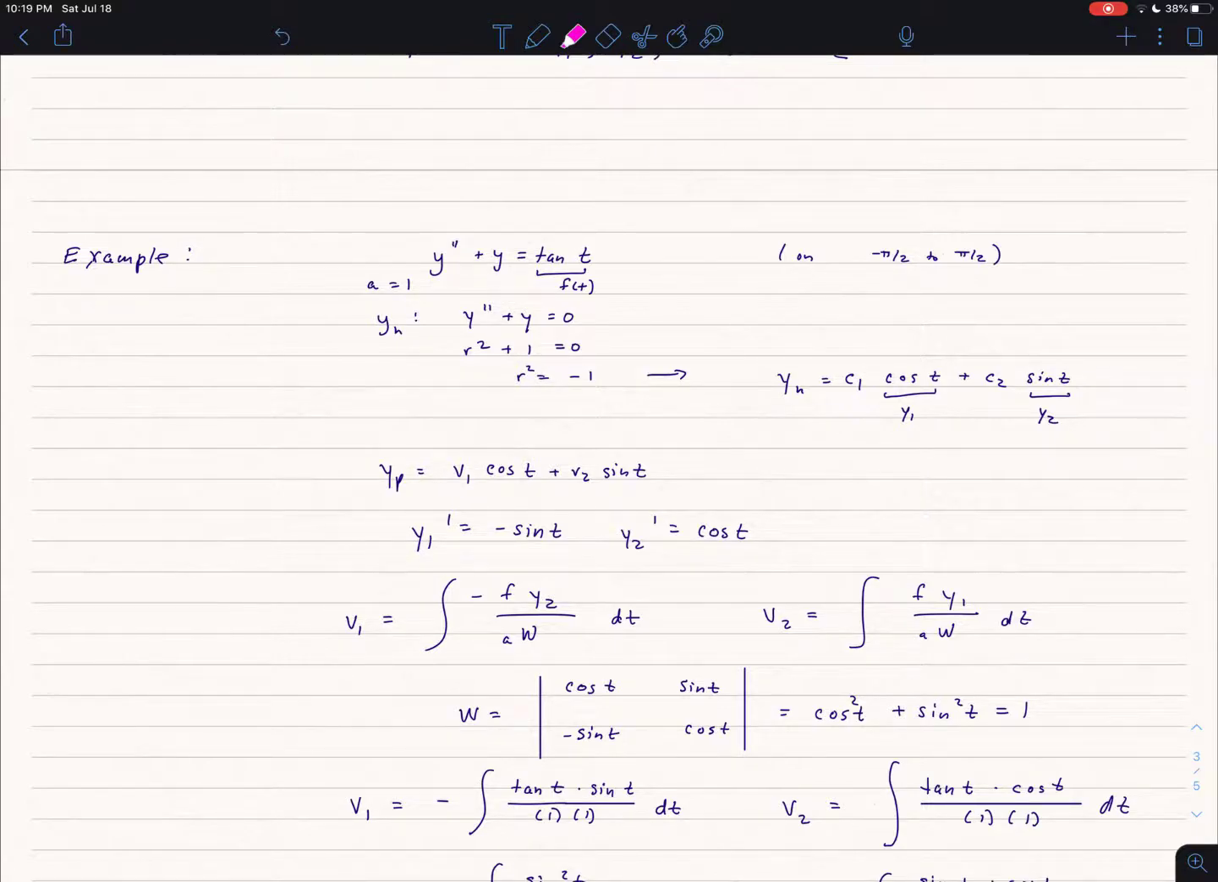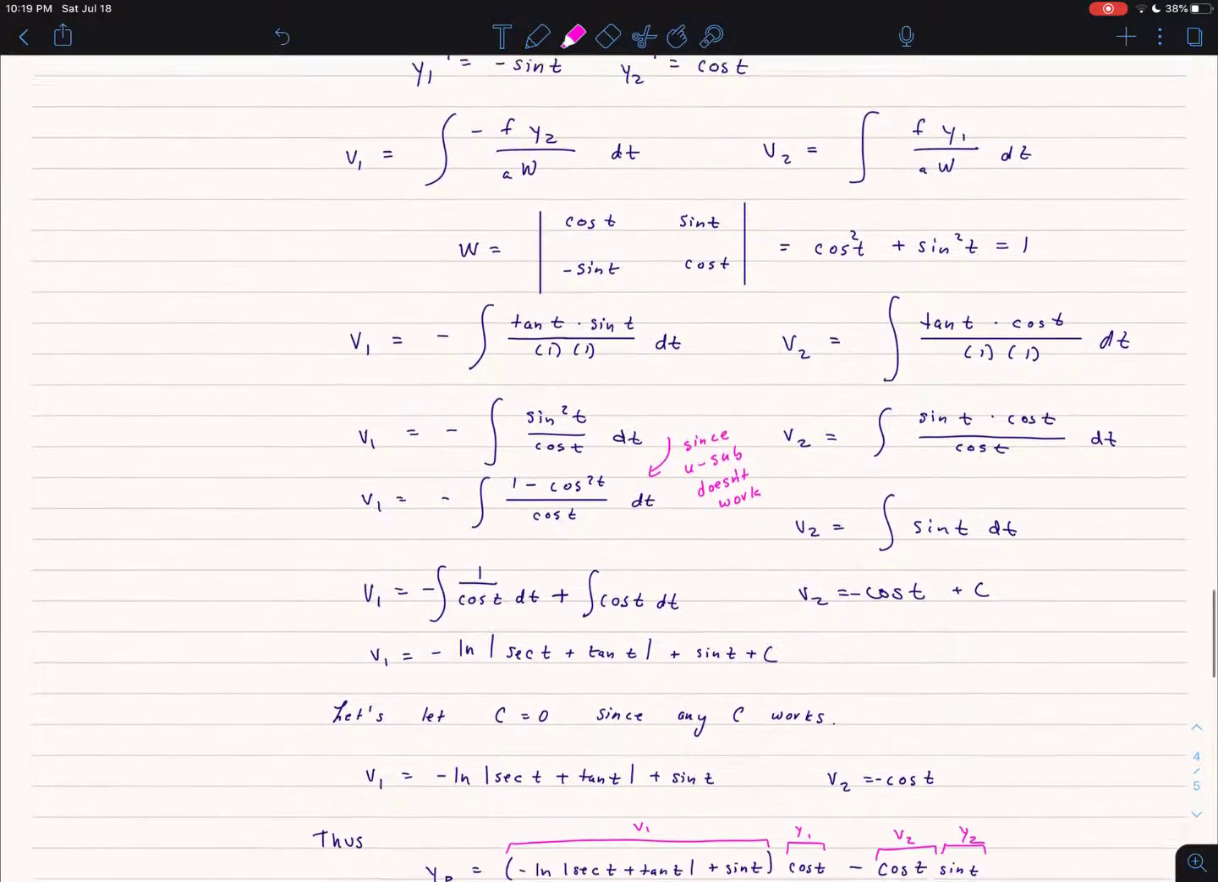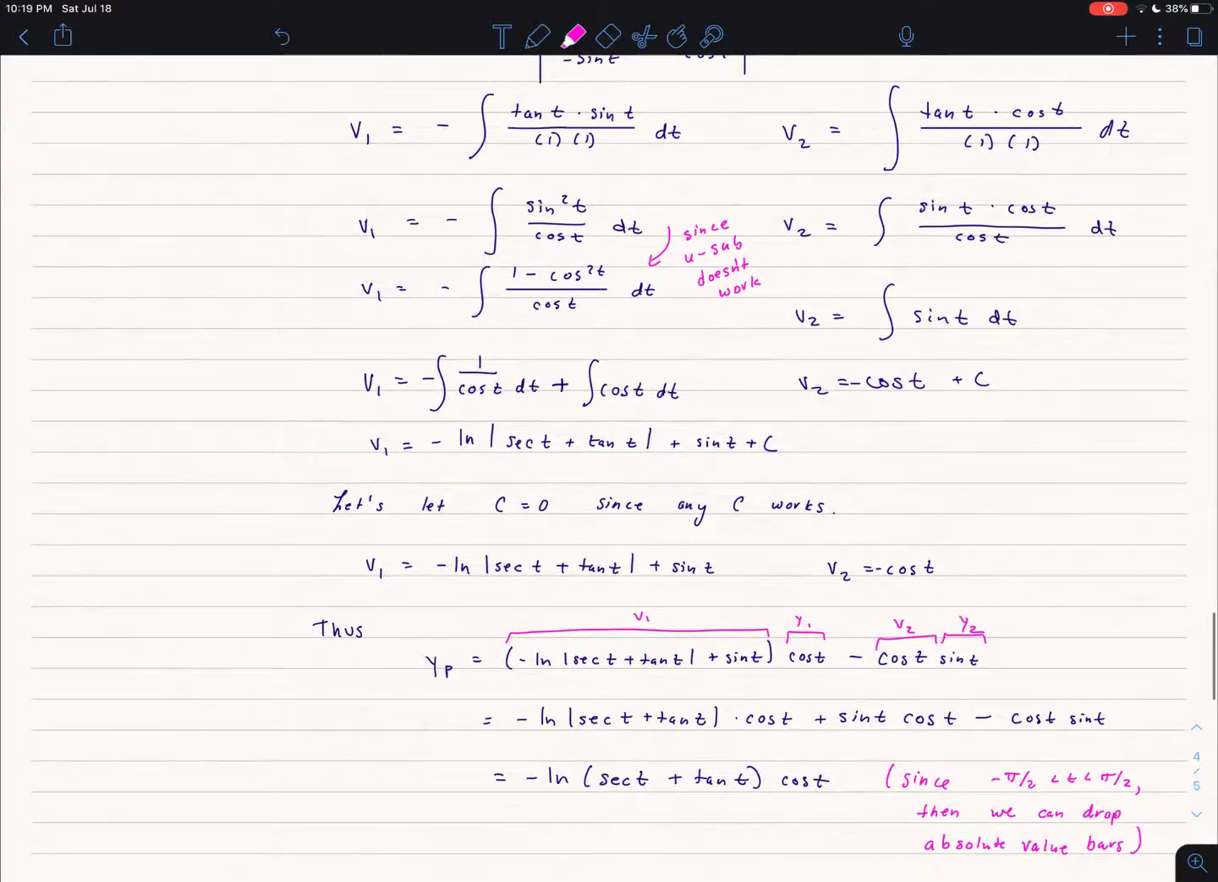So v1 is going to be equal to negative integral tan t times sine t dt, and v2 will be positive integral of tan t times cosine t dt. And I'm not going to walk through all of this. We'll have these notes uploaded so you can look at them at leisure. But if you just see simple rewriting tangent as sine over cosine, and then splitting up fractions, because the u-sub doesn't work on this left-hand side, I come up with that v1 is equal to negative natural log absolute value secant t plus tangent t plus sine t plus c, and v2 is negative cosine t plus c.